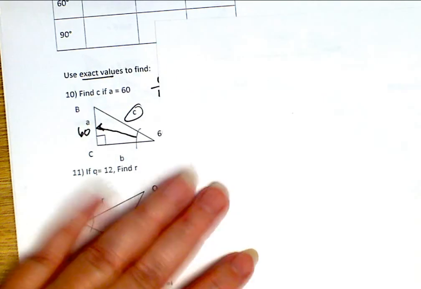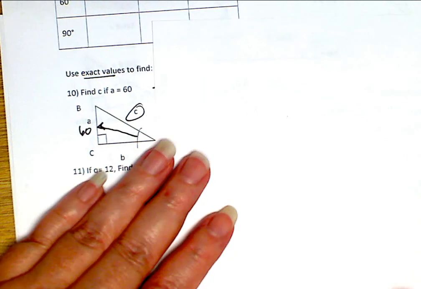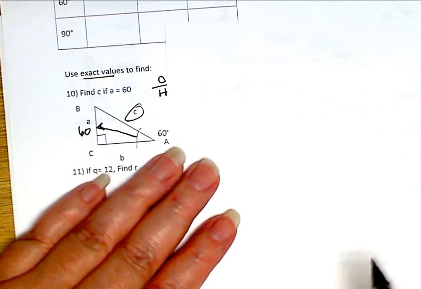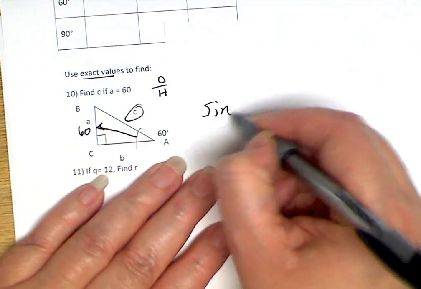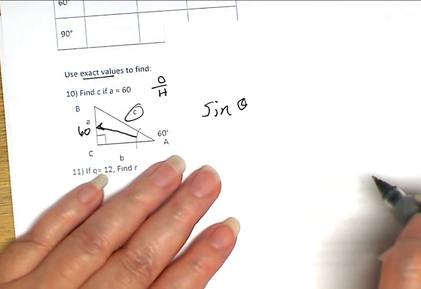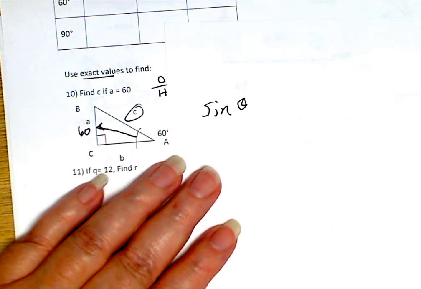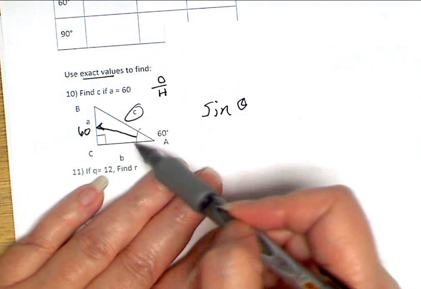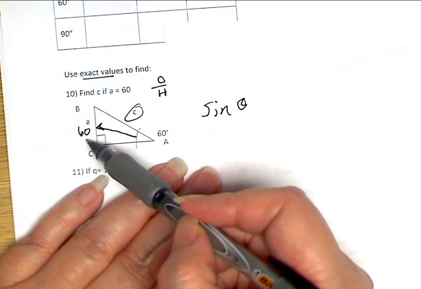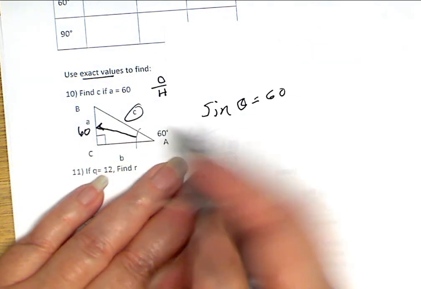Just, guys, coming back to this, come back to the triangle for a second. Don't worry about this. If I say sine of theta, what does sine of theta equal? Opposite over hypotenuse, right? So what is the opposite of theta? 60. And what is the hypotenuse?